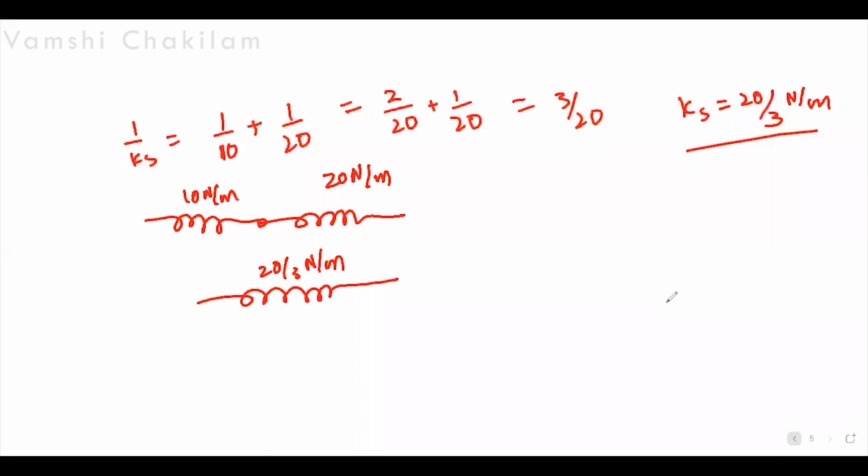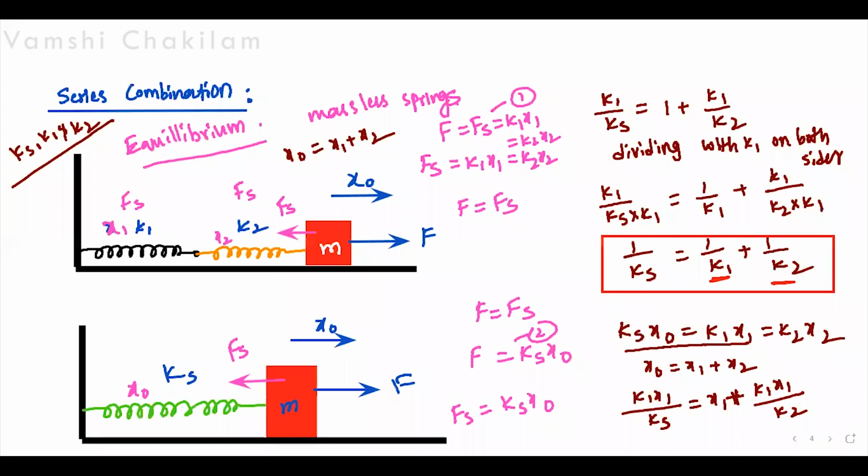Yes, sir. The issue is simple or complicated? Simple, sir. Simple means we want to reduce the complexity of the mechanical system. Suppose in that question 10 springs are there. Better to reduce it to 2 or 3 springs. Then we can solve the problem easily. That's why we use this series combination. You will make a note of it.